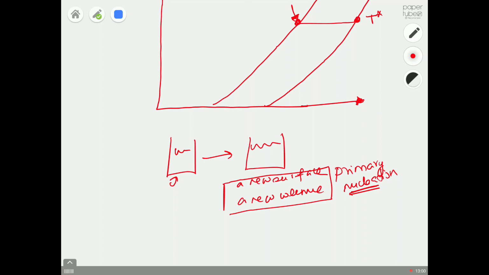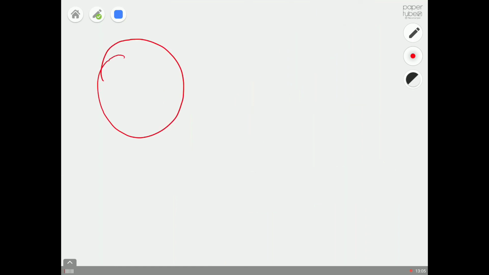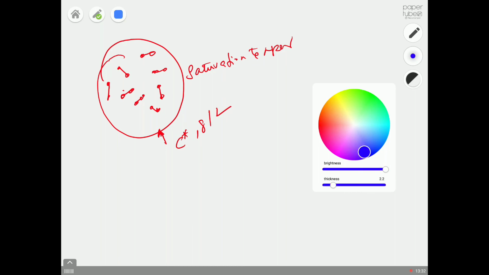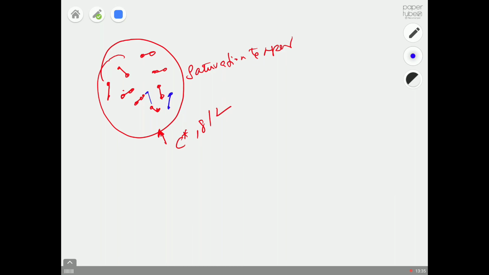What really happens in primary nucleation is, just imagine you are at saturation temperature and you have some solubility concentration. Your concentration in the solution is exactly equal to your solubility concentration. So let's assume the red ones are your solute and the blue ones are your solvent molecules.